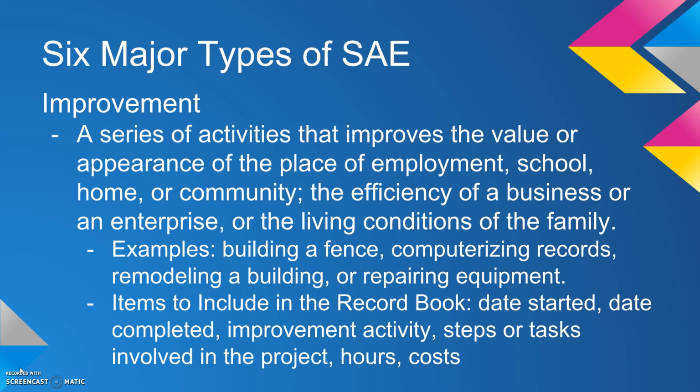Items to include for the record book on this one would be the date that you actually started the improvement project, the date that it was finished, what you actually did for the improvement activity, and then, of course, the steps or tasks that were involved in the project, the hours, and your costs.